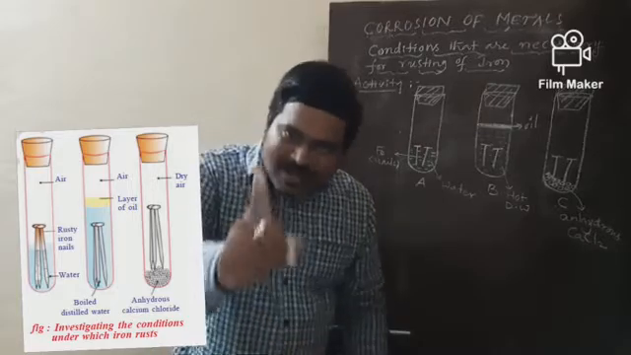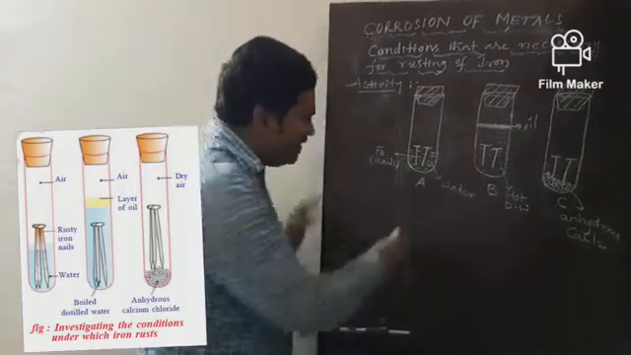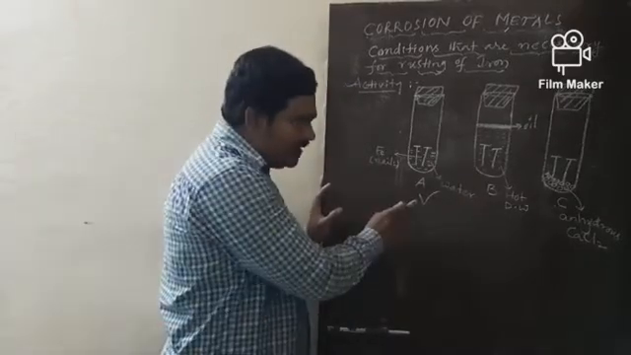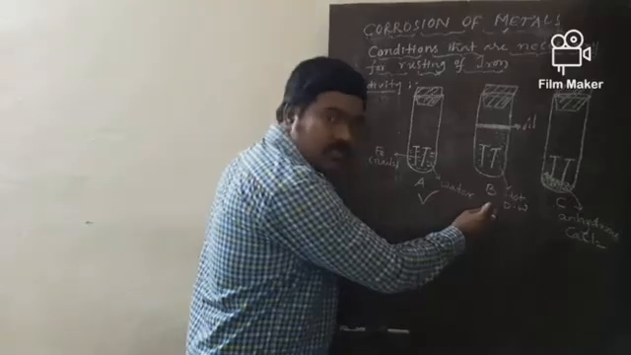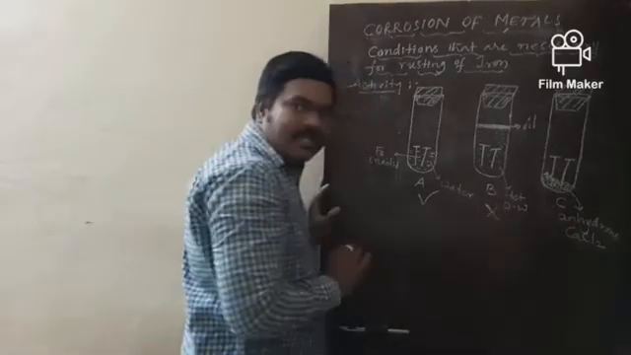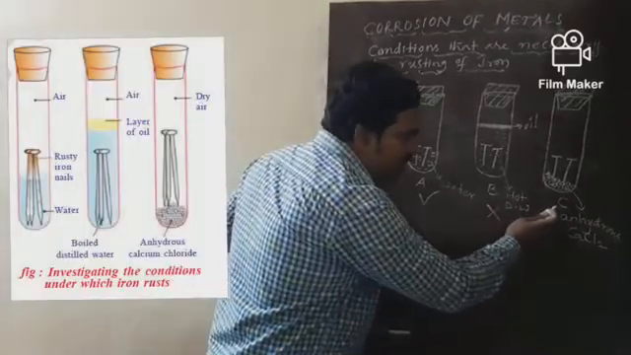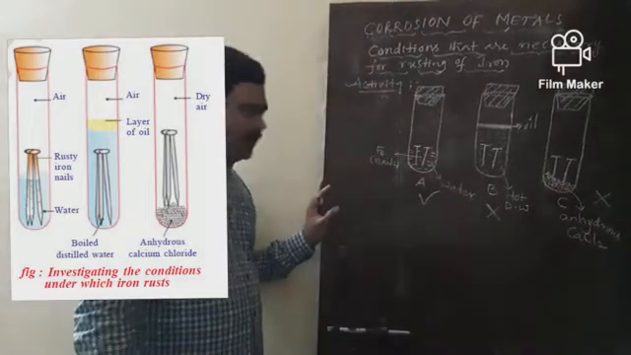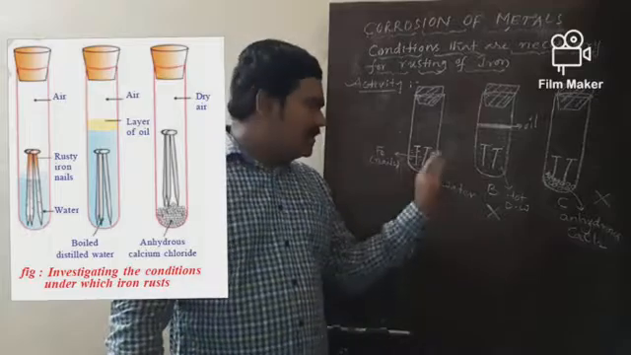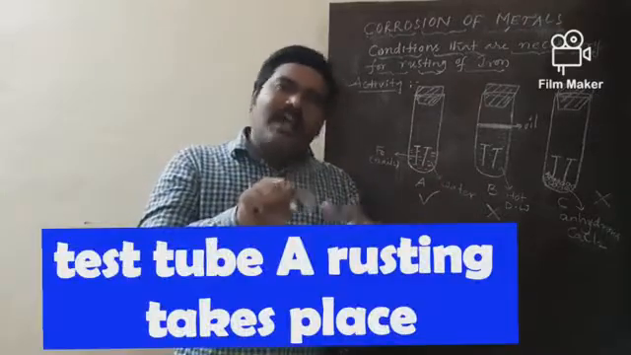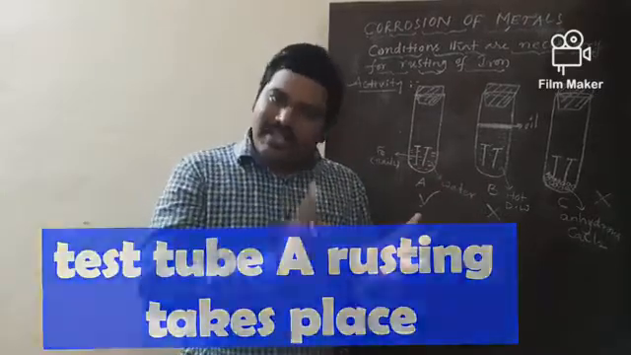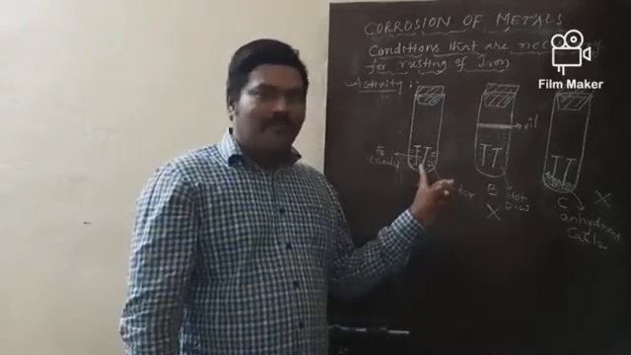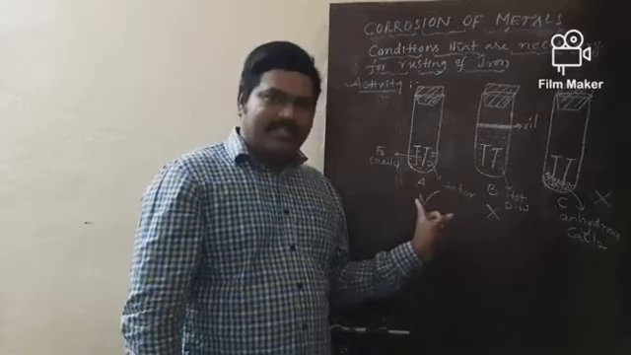Yes, your answer is correct. In test tube A, rusting occurs. In test tube B, rusting does not take place. In test tube C also, rusting does not take place. Why? Why in test tube A? Because in test tube A, both the conditions are present: air consisting of oxygen and moisture in the form of water. That's why rusting takes place.